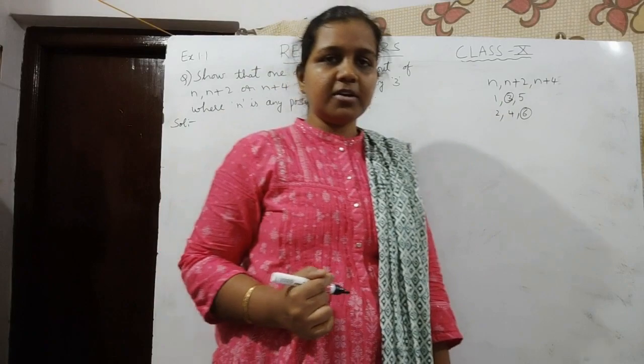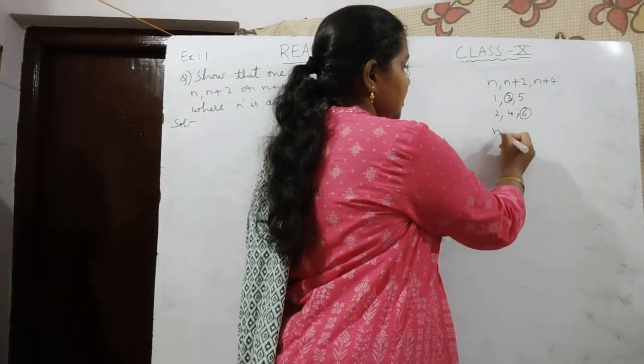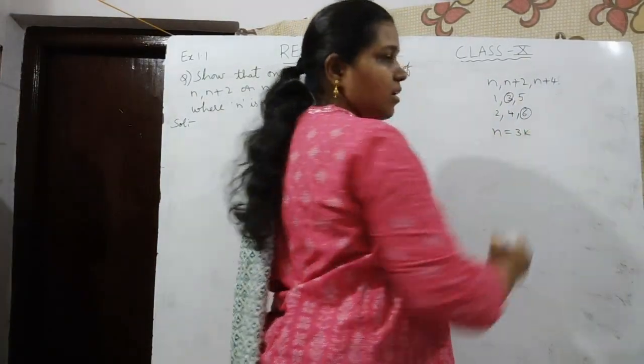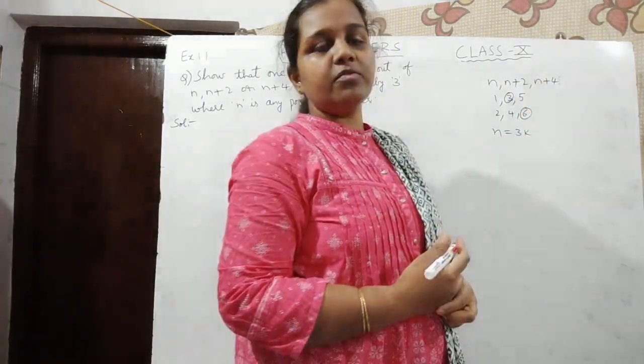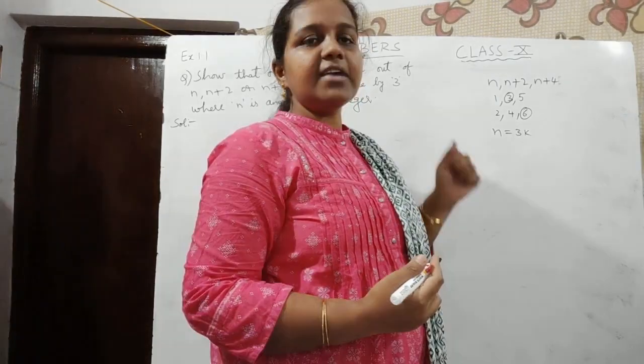Divisible by 3 means what? That n is of the form 3k. n is equal to 3k form, or n plus 2 will be of the form 3k, or n plus 4 is of the form 3k. So here we will take three cases.